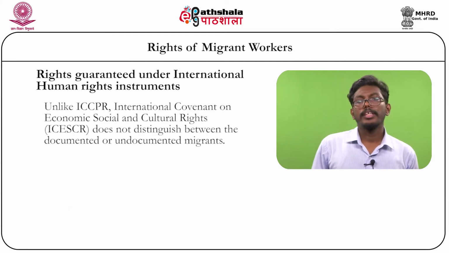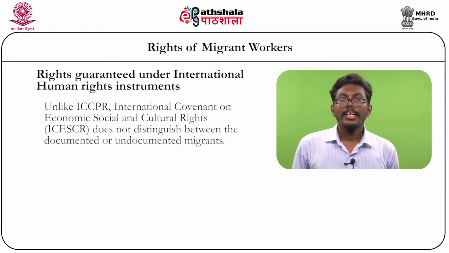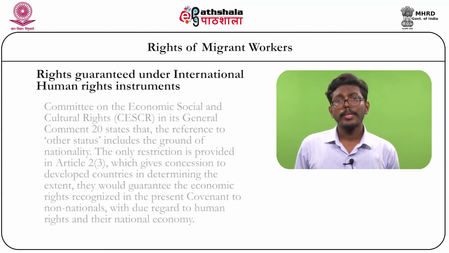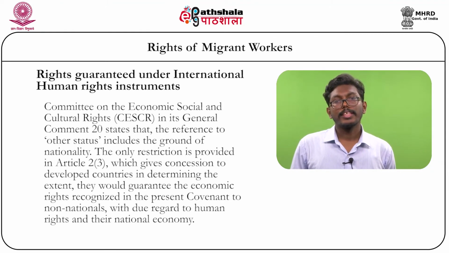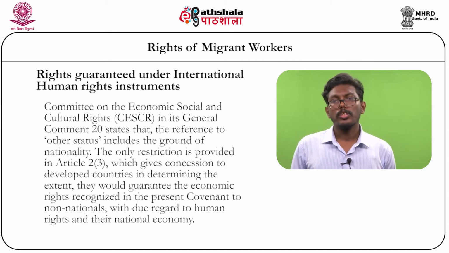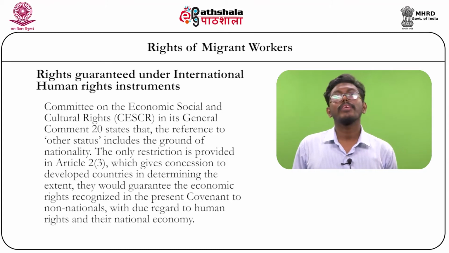Unlike the ICCPR, the International Covenant on Economic, Social and Cultural Rights, or ICESCR, does not distinguish between documented or undocumented migrants. The Committee on Economic, Social and Cultural Rights in its general comment states that the reference to other status in Article 2 includes the grounds of nationality. The only restriction is provided in Article 2(3), which gives concession to developing countries in determining the extent to which they would guarantee the economic rights recognized in the present covenant to non-nationals, with due regard to human rights and their national economy.